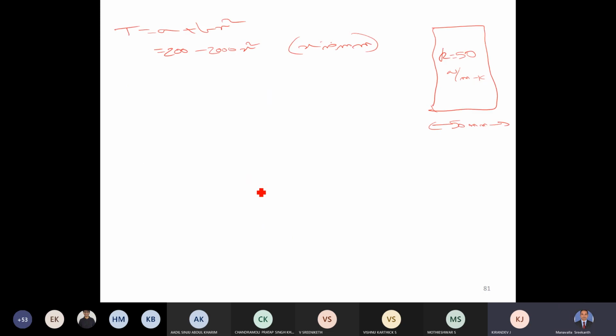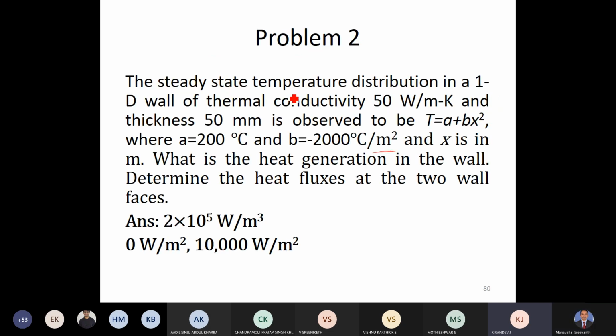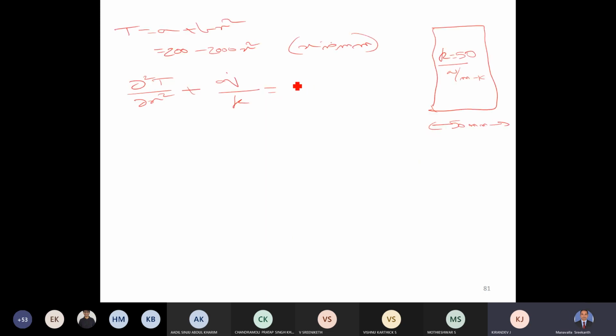Determine the heat fluxes. Since we are told that there is a heat generation, we will solve the one-dimensional heat conduction equation involving the heat generation. So I'll bring about dou square T by dou x square. Now the conductivity is constant, therefore I could bring the conductivity out. So this plus Q dot divided by K is equal to, at steady state, the right side, dou T by dou tau multiplied by rho Cp by K, will be 0.